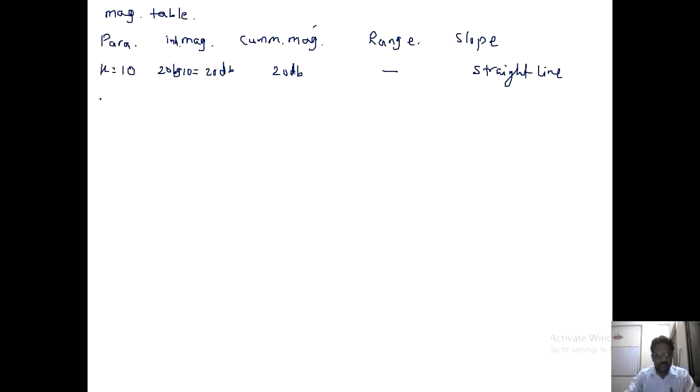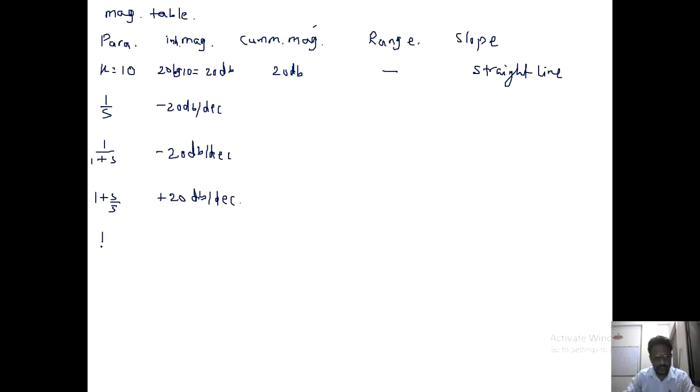Second parameter is pole at origin. So 1 by s, magnitude is minus 20 dB per decade. We already discussed the individual magnitudes of different parameters: pole, zero, quadratic pole, quadratic zero, pole at origin, zero at origin. So if it is a pole, minus 20. Then simple pole 1 by 1 plus s has magnitude minus 20 again, minus 20 dB per decade. Then at third number, simple zero, so 1 plus s by 5, and if it is a zero, the magnitude will be plus, so plus 20 dB per decade.